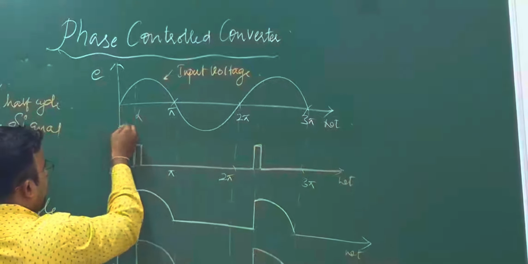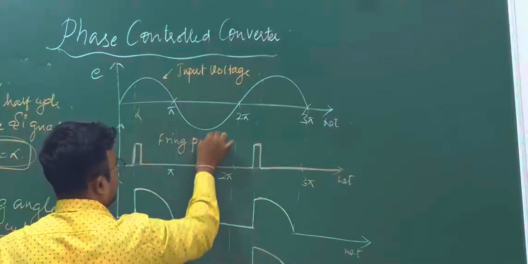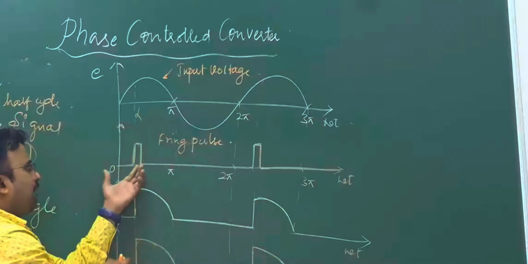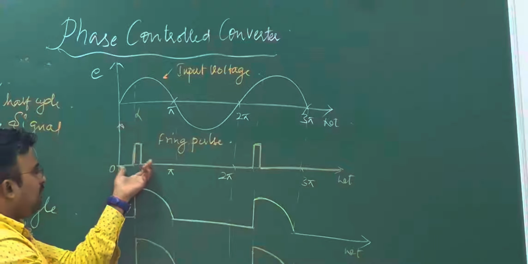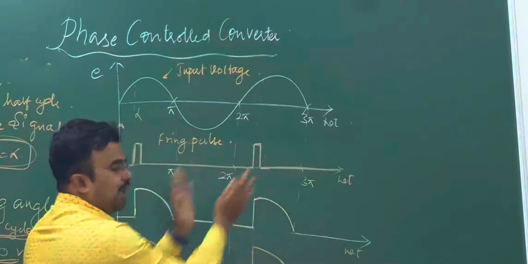The second waveform over here is the firing pulse. It is a periodic signal which would be appearing at an instant, with a certain interval of time.